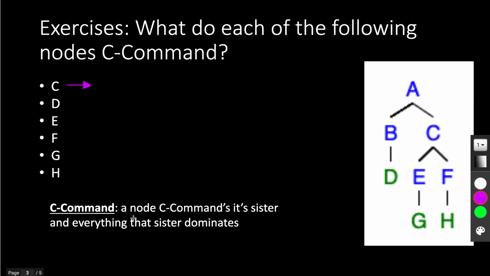Okay, so we have, again, our definition down here. First we need to look for C's sister, and that is B, as we already established. Oh, and let's put our C commanded nodes in green. So C, and then B is its sister. And we also want to know everything that B dominates, so that's D, right? B is above it, and we can draw a straight line down. So the answer to this first question is that C C commands B and D.